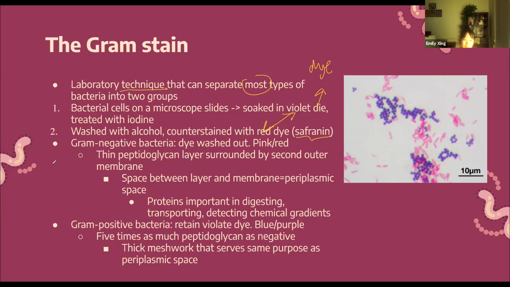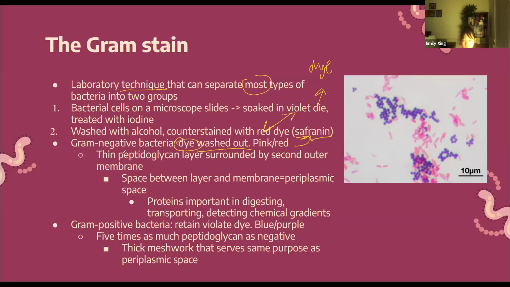So you have your first type, gram-negative bacteria. And so here the dye is washed out. And so because the violet dye is washed out, you get a pink and red color, which is the color of your counterstain.